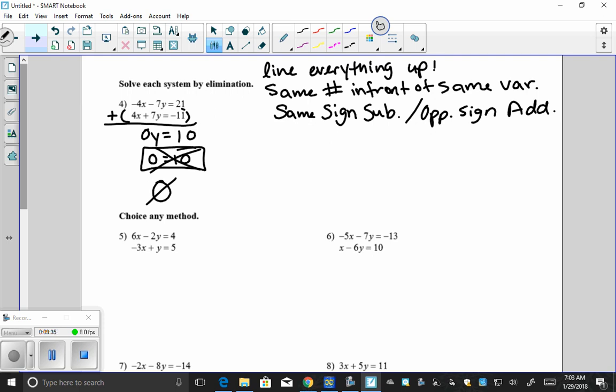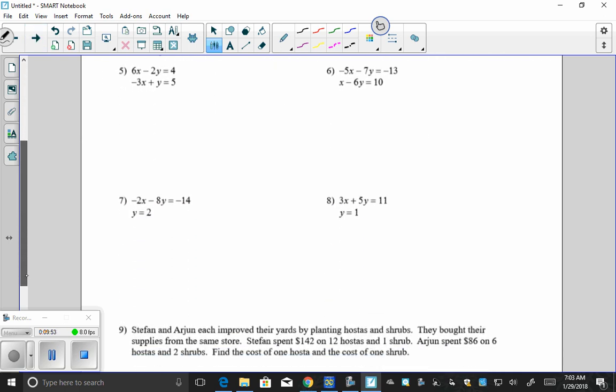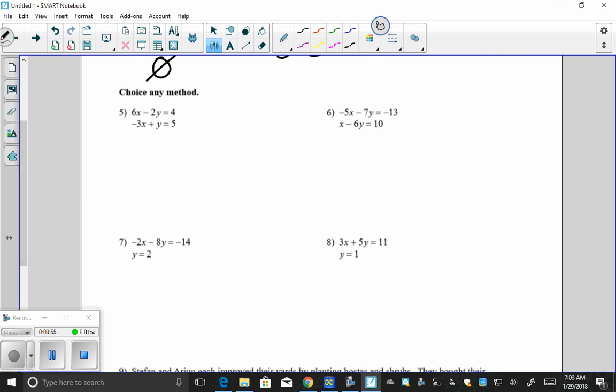So remember, if I have a number that equals a different number, that's a little jacked up, your answer is no solution. If I have a number that equals the same number, your answer is infinite solutions. So those are options. So the next 4 says choose any method. So number 5, everything is lined up. So I'm going to use the elimination method.